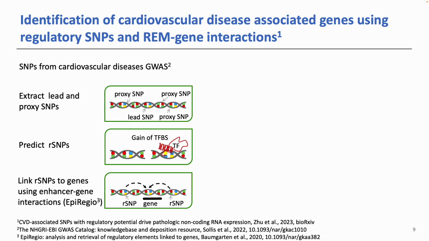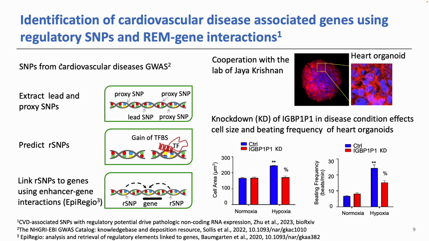And then we linked the regulatory SNPs to target genes using previously predicted enhancer gene interactions, and we downloaded them from the web server EpiRegio. And in the lab, they then decided on 40 promising non-coding genes, which they tested in vitro in a cardiac organoid model, which is a model that mimics the human heart in disease and control conditions.